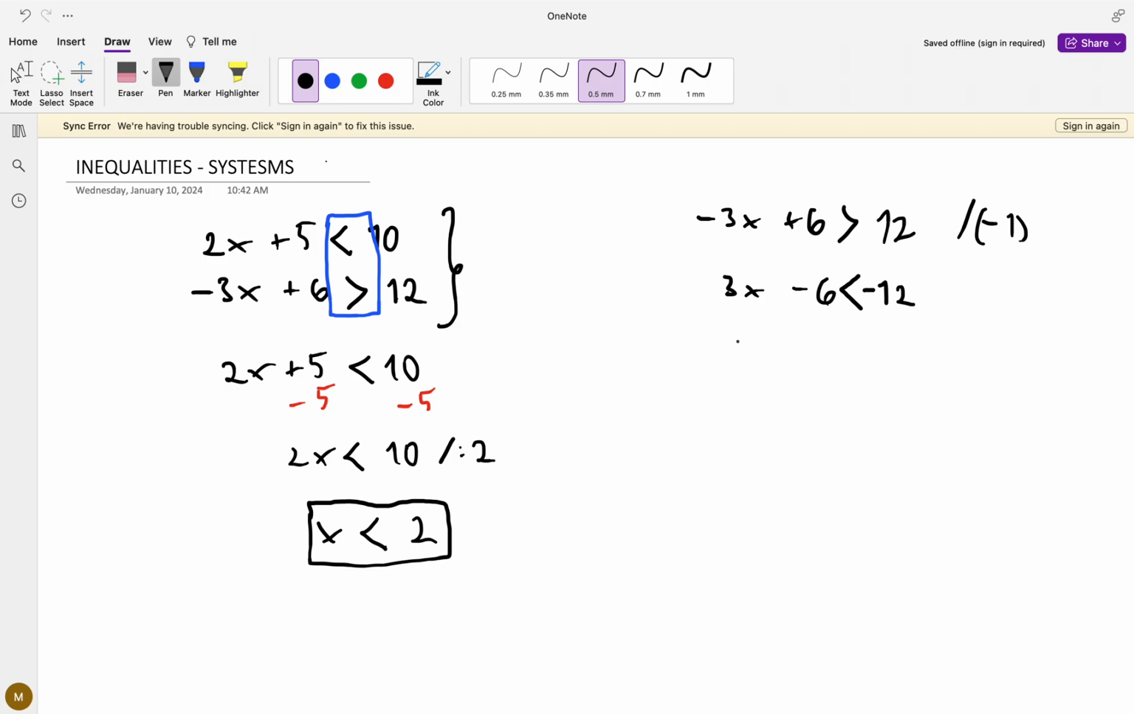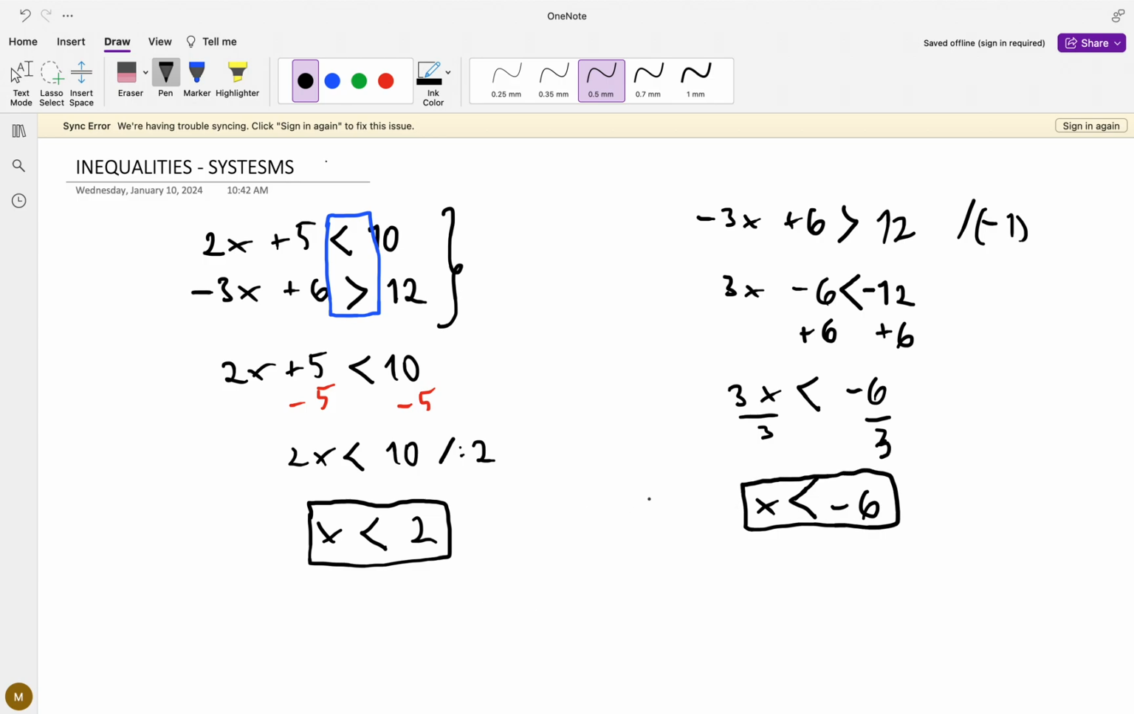Okay, so let me add 6 to both sides. So it will be 3x on its own has to be less than negative 6. Now let's divide both sides by 3. Let me fix that 3 up real quick. And we have x has to be less than negative 6. Okay.